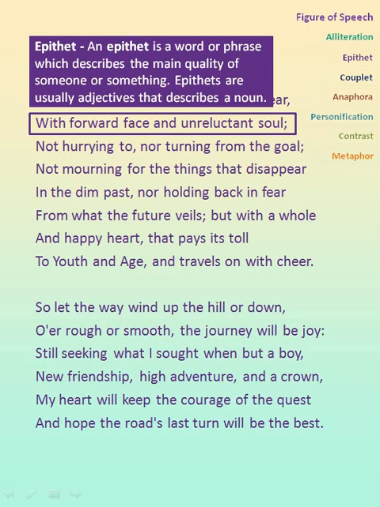In this line, with forward face and unreluctant soul, the noun soul is described using an adjective, unreluctant. When a noun is defined using an adjective, it is called an epithet. So here the adjective is unreluctant and the noun is soul. So the soul here is unreluctant and the figure of speech here is epithet.